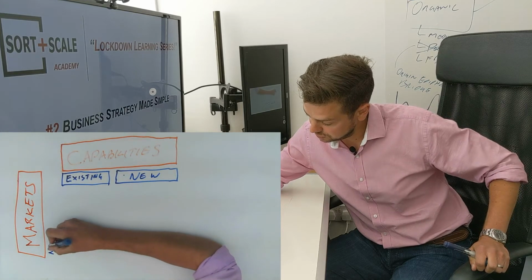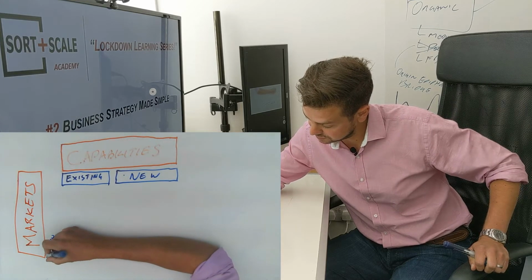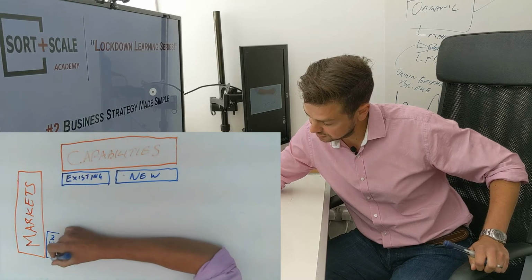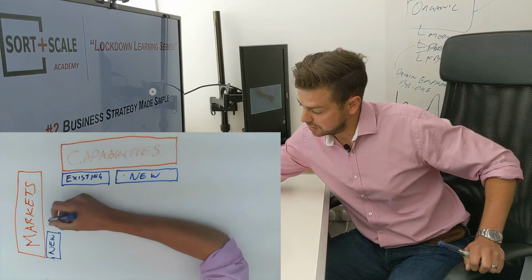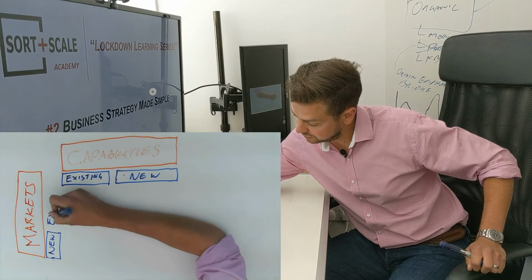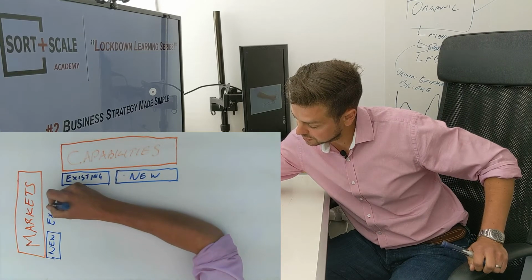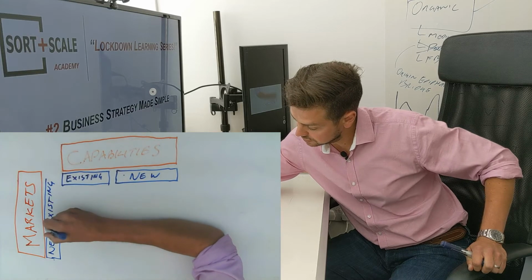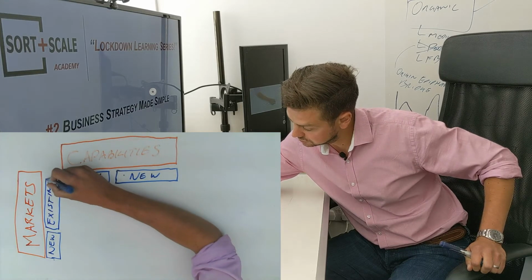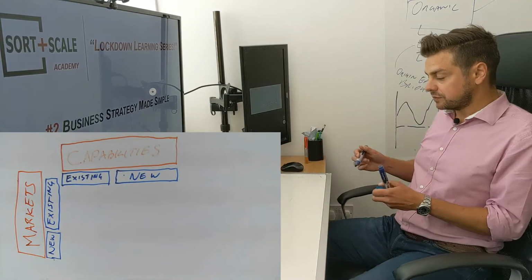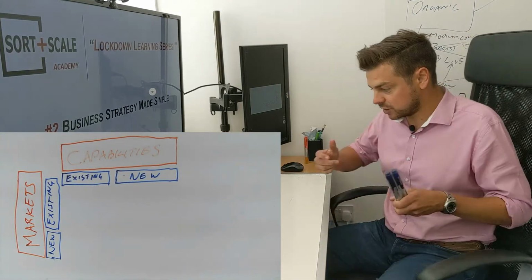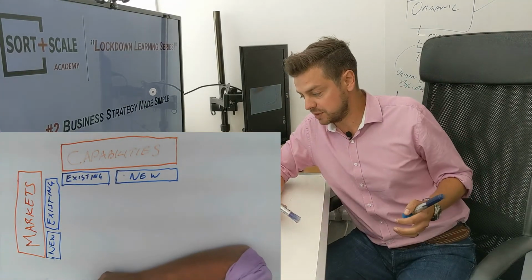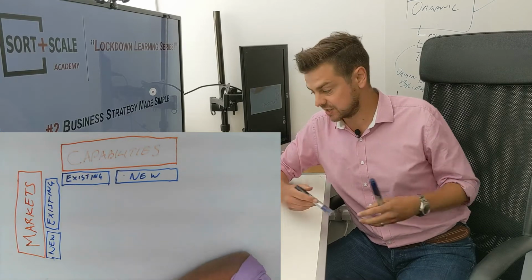to new markets, so people that don't necessarily know about us yet? Or are we going to stick with the groups, the markets, the customers that know us already? So that would be your existing markets. Okay. So the big strategic decisions come into play where these things intersect, right?